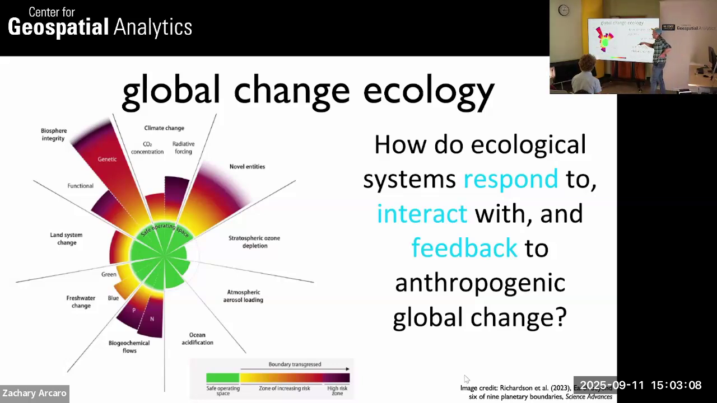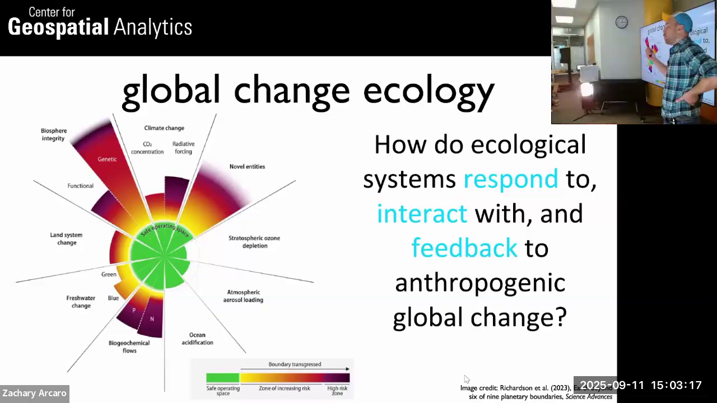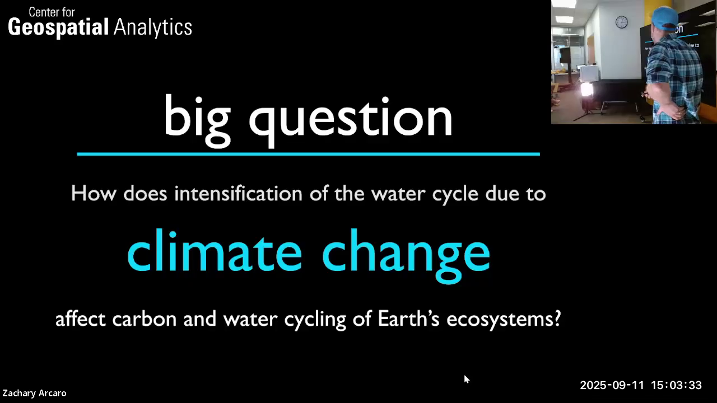And they break it down into a few different categories of ways that we've changed the Earth system, things like alterations to biodiversity, alterations to land use and water use. The one that I mostly focus on is climate change and how climate change influences Earth's ecosystems, and in turn, how Earth's ecosystems feed back into affecting further climate change. And so that's the big question that drives most of my research. How does intensification of the water cycle, especially from climate change, affect Earth's ecosystems? Especially, how does it affect carbon uptake by Earth's ecosystems and water use by Earth's ecosystems?